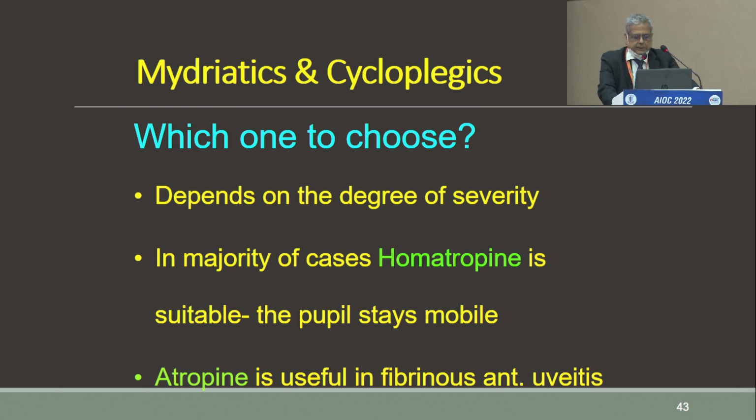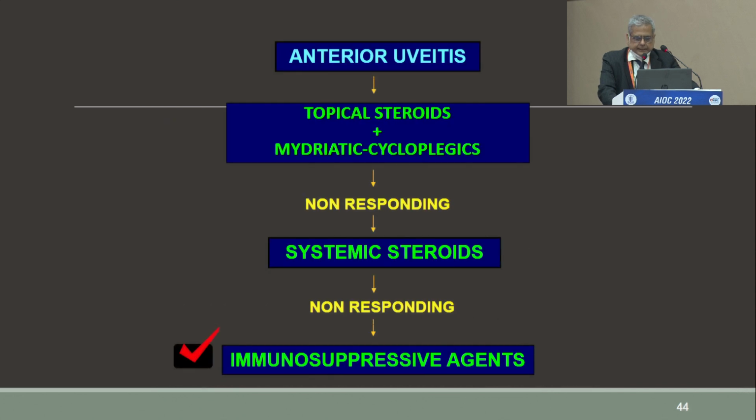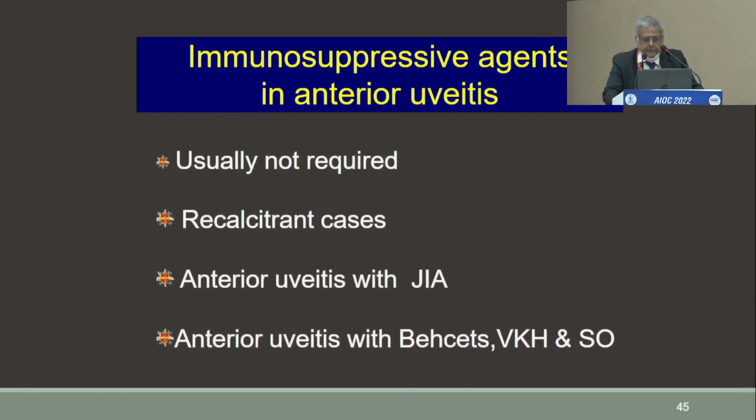Mydriatic and cycloplegic, which one to choose depends on the degree of severity. In the majority of cases, homatropine 3 times daily is suitable. People stay mobile. Atropine I use in the fibrinous anterior uveitis for a few days. So this is the algorithm: topical steroids, mydriatic cycloplegic agent, not responding, systemic steroid, and if non-responding you think of something different, some other etiology, masquerade and so on. You should think whether there is any posterior uveitis present, and if not responding you can add immunosuppressive agents.